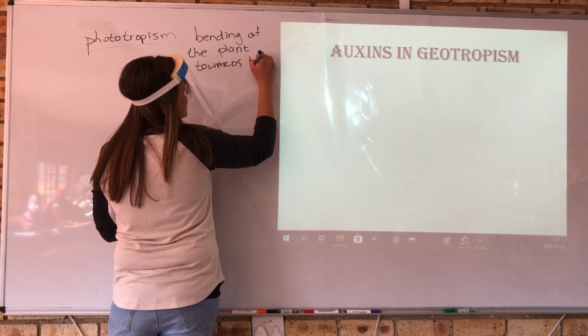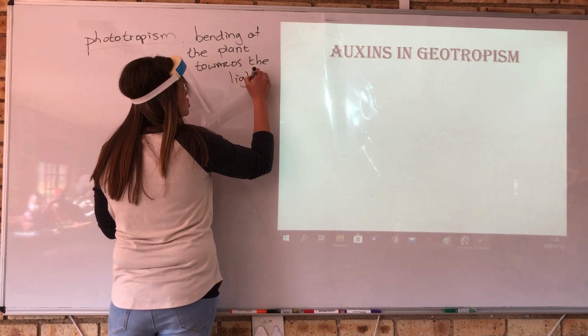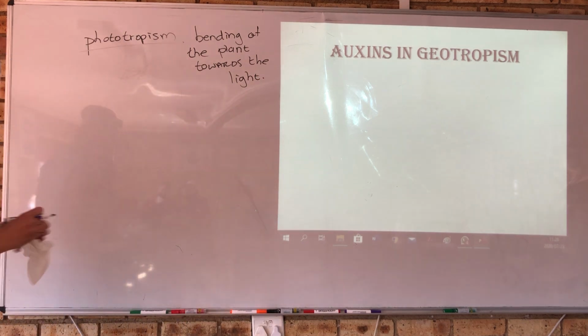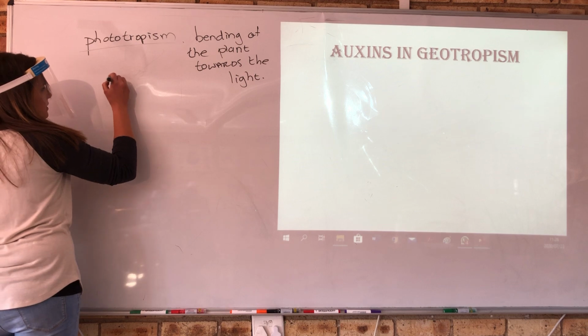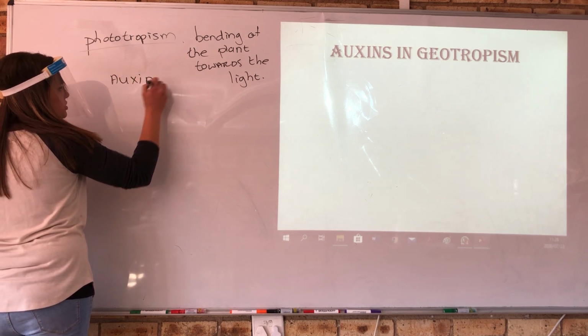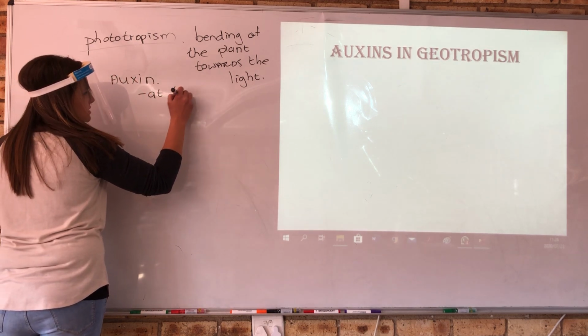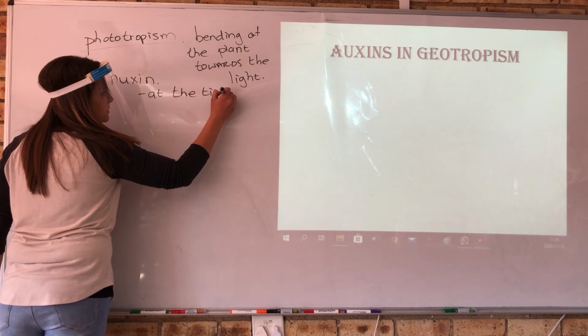It's the bending of the plant towards the light. Okay. So what causes the bending of the plant towards the light? A hormone called? Auxins. Okay. So, and where are auxins produced? In the tip of the plant. At the tip of the plant.